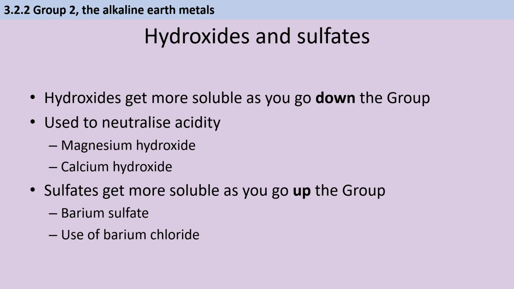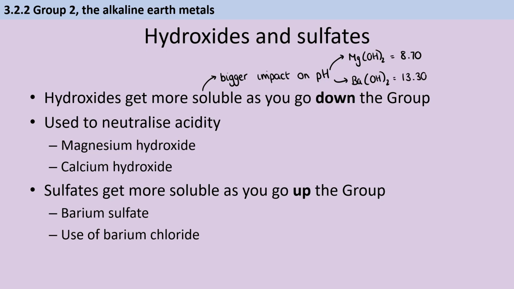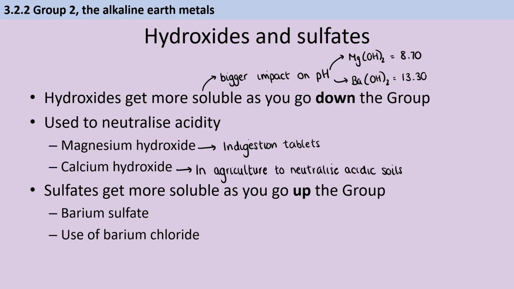The group 2 hydroxides get more soluble as you go down the group, and we can identify this by looking at the impact on pH. As we've just mentioned, magnesium hydroxide is only sparingly soluble, so a solution of magnesium hydroxide might only have a pH of 8 or 9, compared to a solution of barium hydroxide, which could be as high as 13 or 14. In terms of their uses, magnesium hydroxide is put in indigestion tablets in order to neutralise excess stomach acid, and calcium hydroxide is used by farmers to neutralise acidic soils in the fields where they're growing crops.